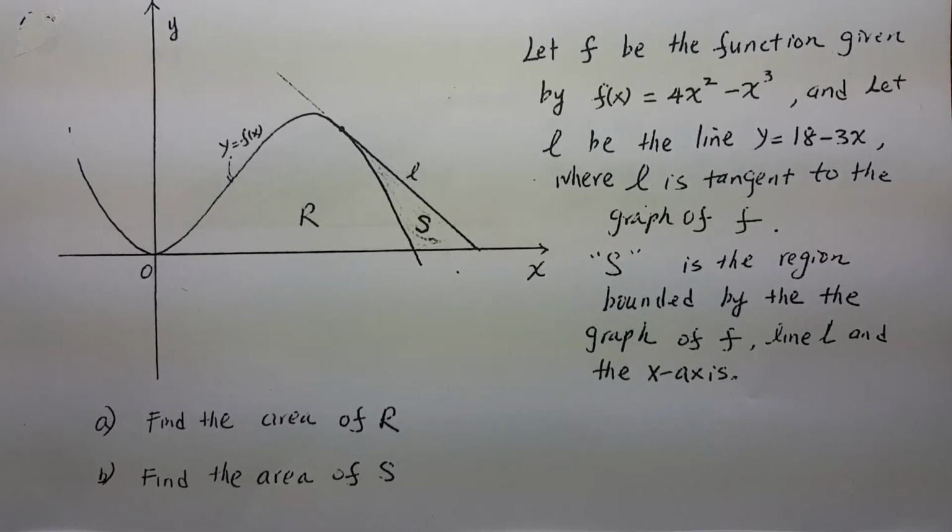And question number one, we have a complicated diagram over here. It says, let f be the function given by f of x equal to 4x squared minus x cubed. And let L be the line y equal to 18 minus 3x, where L is tangent to the graph of f. S is the region bounded by the graph of f, line L, and the x-axis.